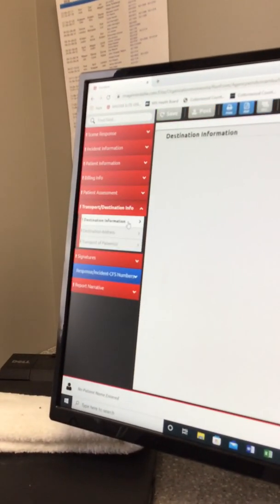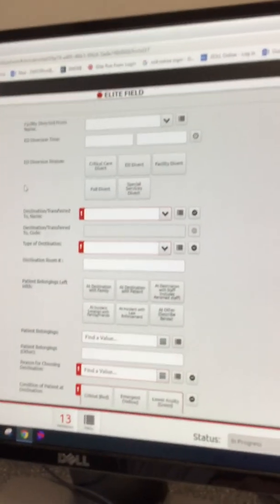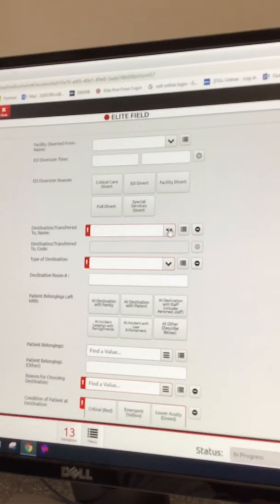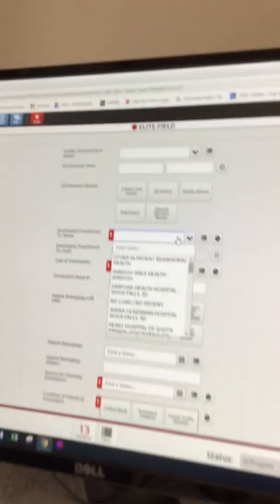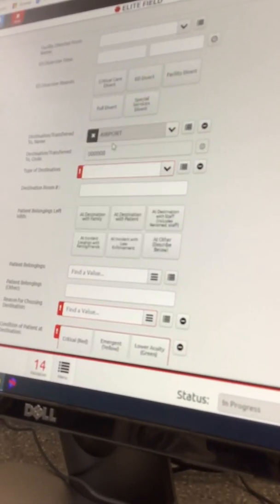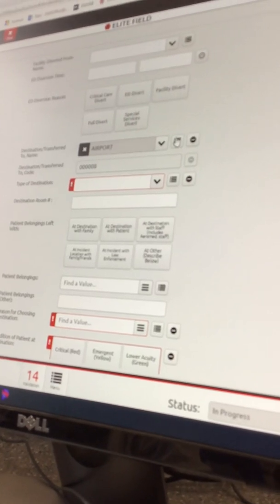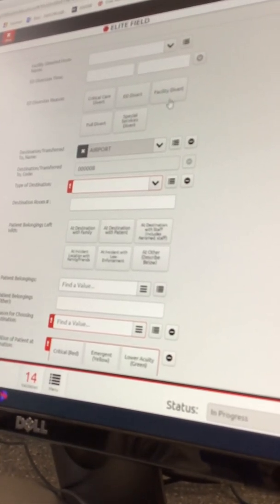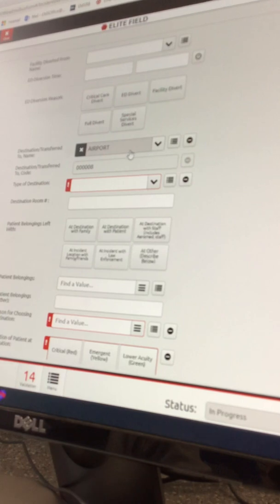And then we're going to go to the tab of transport destination info. Here we're going to pick airport. That's where we are transporting the patient to. We are not transporting them to Sanford or wherever. The flight company is. This is where we're transporting them to.